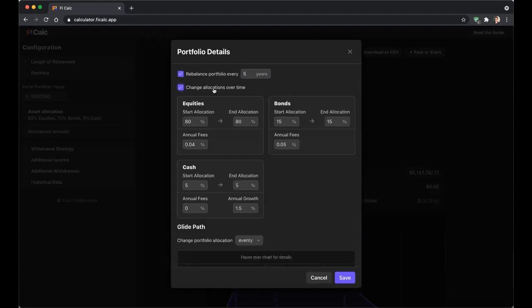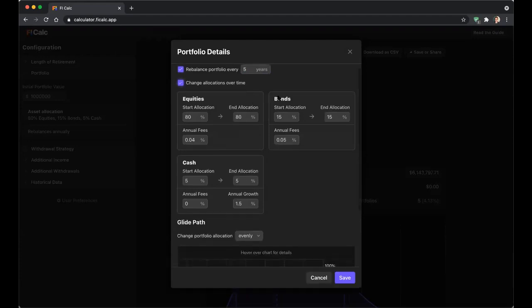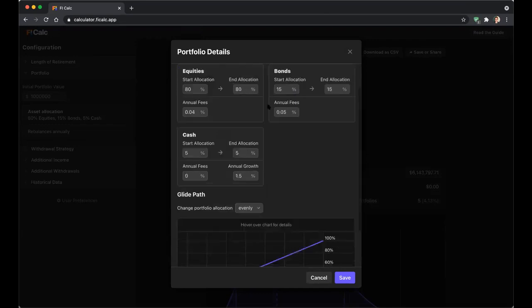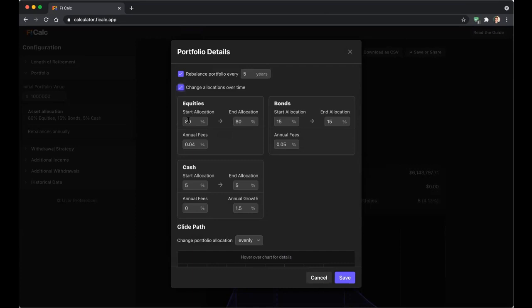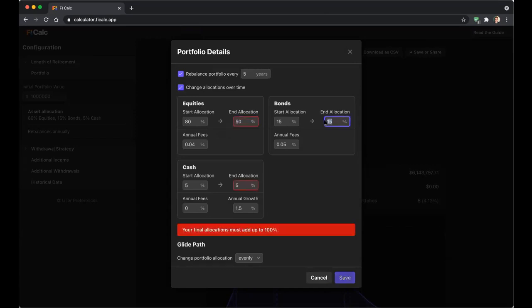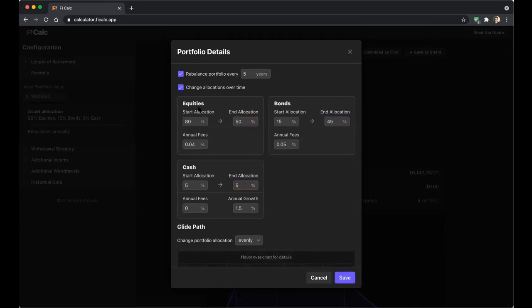Another thing that you can do is specify what's commonly called a glide path, where the allocations change over time. So maybe at the start, you want to be pretty aggressive and have this 80% equities portfolio. But toward the end of your retirement, you might not be as interested in larger swings in the value of your portfolio. So maybe you would cut that down to 50% equities and 45% bonds. And then maybe you want to see the impact of that kind of slow progression over time.